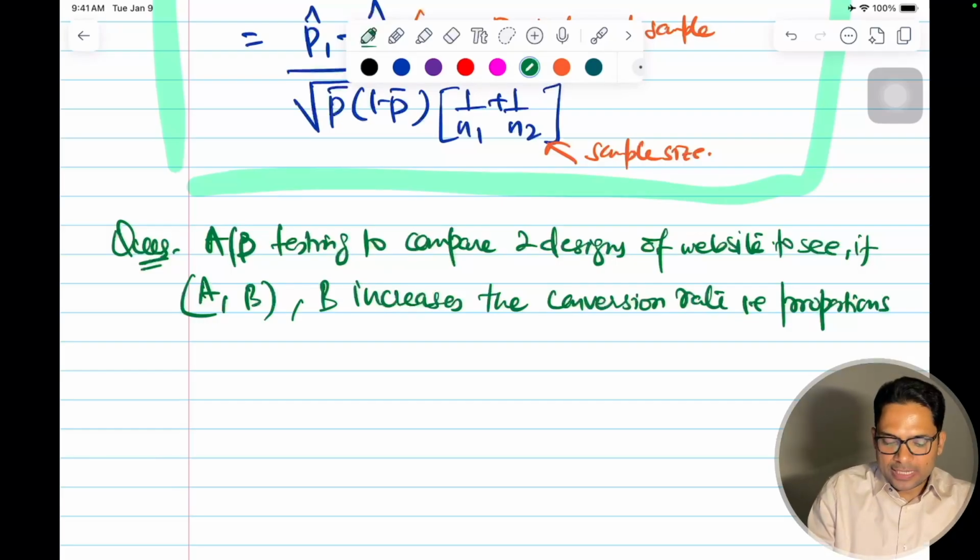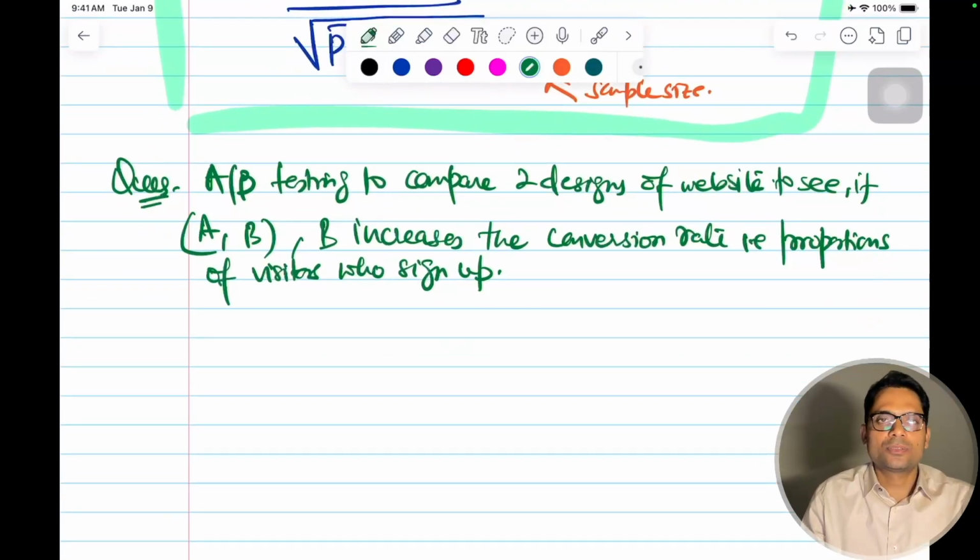Conversion rate means proportions, again it's a fraction, right? Proportions of visitors who finally sign up after visiting your page. Okay, so that's the test.